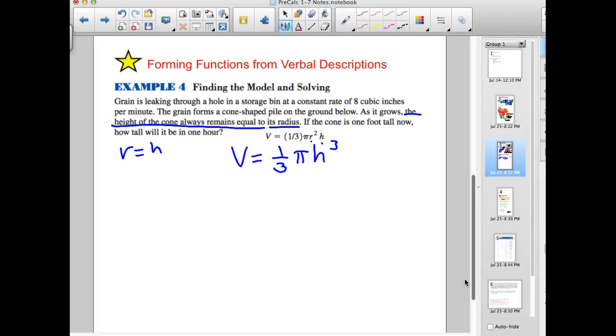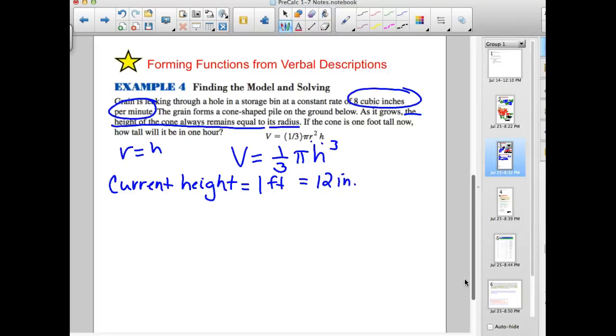Okay, so we're going to start out figuring out what is the height and volume right now, and what is the height and volume after an hour. So current height. What did they tell us the current height of the cone is? It's 1 foot. But our rate of change here is given in terms of cubic inches per minute. So can we think of that in inches instead of feet? Okay, 1 foot is the same as 12 inches.